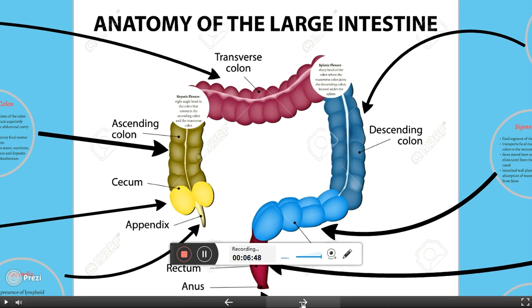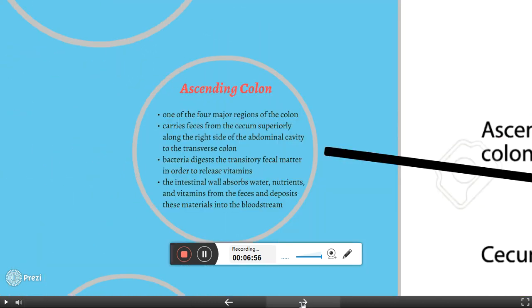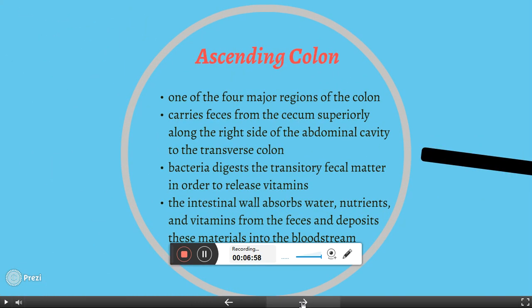Now, finally into the colon, the fun part. The ascending colon is shown in green. The ascending colon is one of the 4 major regions of the colon. It carries feces from the cecum superiorly along the right side of the abdominal cavity to the transverse colon.